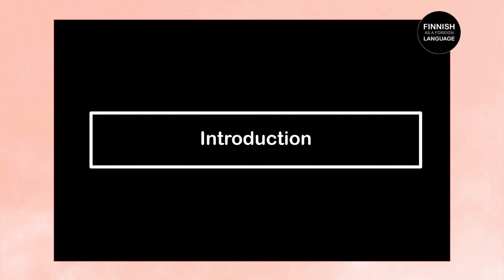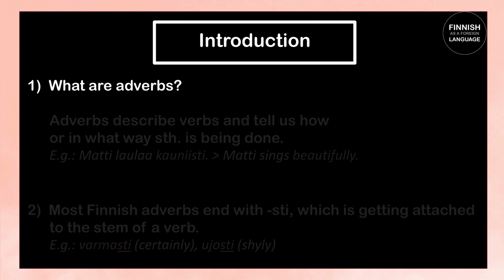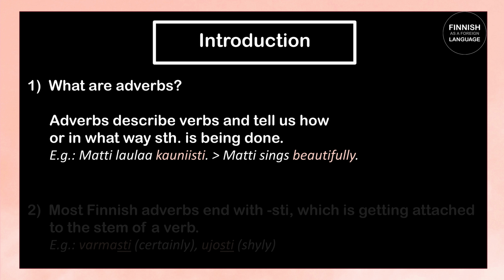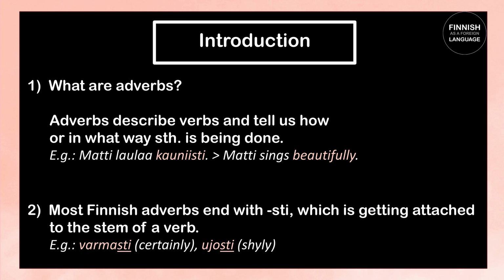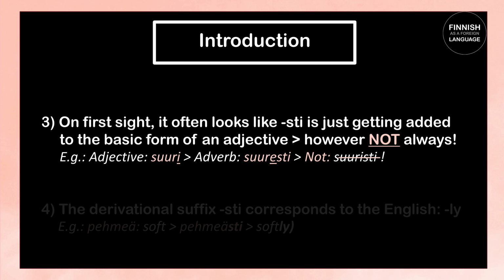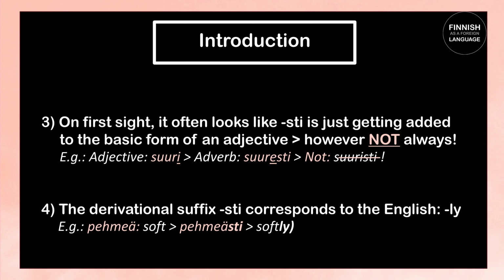So let's start. The first question is, what is an adverb? An adverb describes a verb and it tells us how or in what way something is being done. In Finnish, adverbs most of the time do end with the suffix -sti, which is getting attached to the stem of an adjective. On first sight, it might look like that in order to receive an adverb, we just have to add the suffix -sti to an adjective. However, that's not always how it works, which is why we need to learn the 11 rules. Also good to know, the Finnish suffix -sti does correspond to the English -ly.